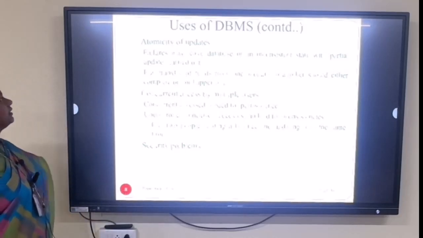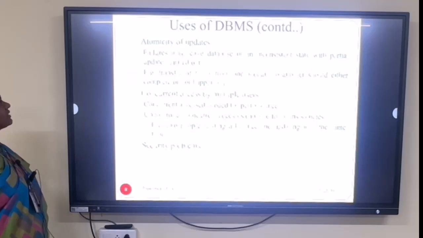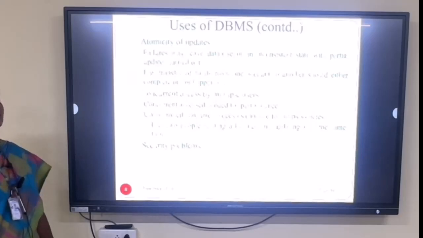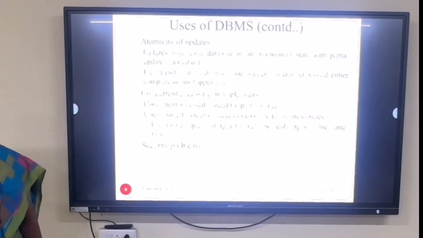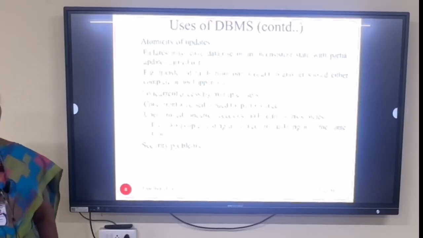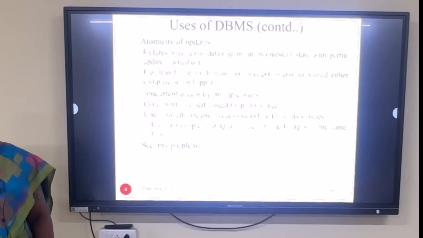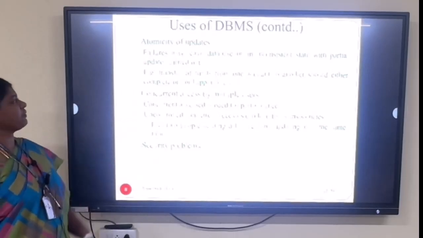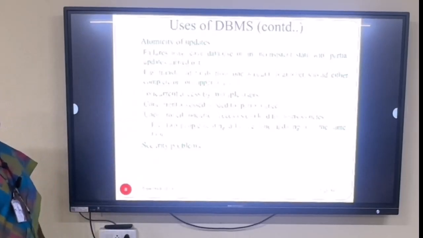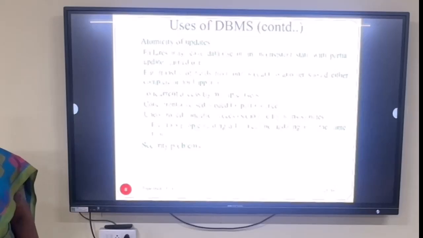Next, the uses of DBMS include atomicity of updates. Atomicity is nothing but the do-or-die concept. The entire transaction should either end successfully or revert back to the original state. For example, a transfer of funds from one account to another should either complete or not happen at all. We face this in real life itself.